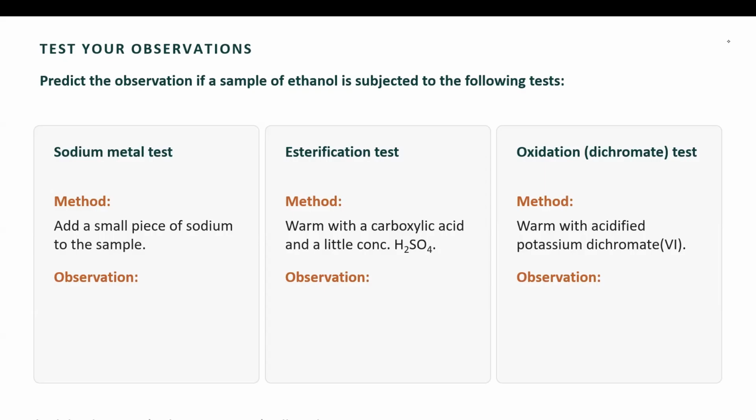Okay? So, what will be the observation? I need somebody to answer. I've been teaching for a while, and these are, in fact, just the chemical properties. What's the observation? Yeah, Ugoma. Effervescence occurs. Very good.